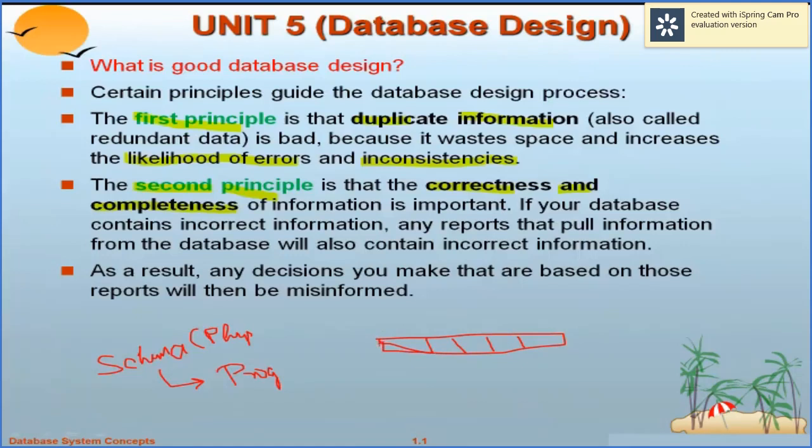So what happens if you leave null values over there? When you are trying to pull out the data using your queries, this may lead to some incorrect information being pulled out as your output. So in simple terms, my first principle is no duplicate information, and the second principle is that correctness and completeness of information is again very important. Let's proceed to the next slide.